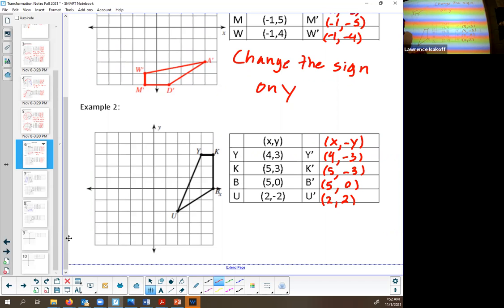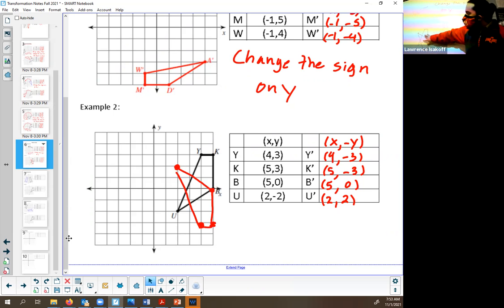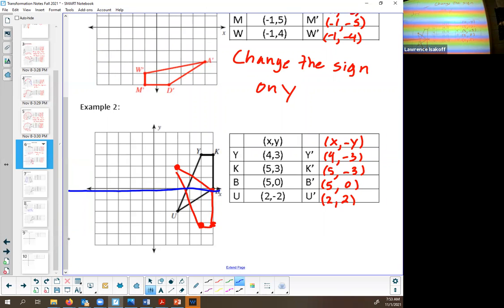Let's see, I got here, here, here, and 2, 2 here. So as you see, that flips over the x-axis. So we're flipping over this line right here. So if I were to fold it, we would see it fall on top of itself.